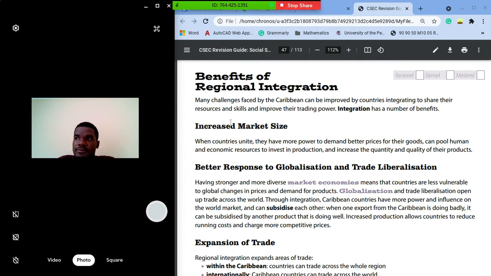So if Jamaica and St. Lucia produce the same goods, alright, we can come under one umbrella and produce banana together. Because that gives us a stronger hold on the market. We can demand better prices, right? And we can combine our human and economic resources to invest in our own development and increase the quantity and the quality of products. Everybody understand?